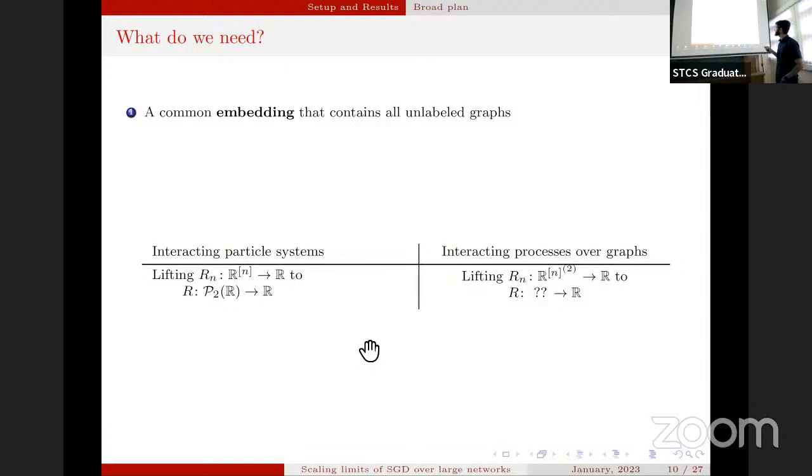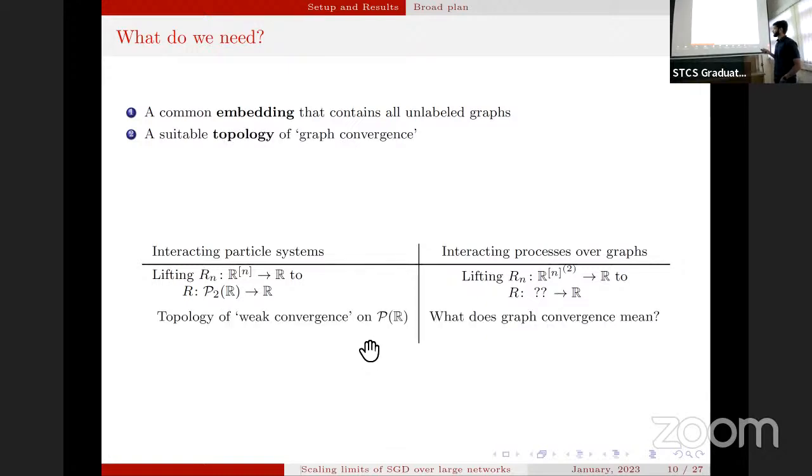I want to lift all the R^n's which take adjacency matrices to real numbers, and what is this R? On what space should that be defined? Okay, in the space of probability measures, we saw that there is a topology, the topology of weak convergence on the space of probability measures. What is the notion of graph convergence here so that I can extract the topology from it?